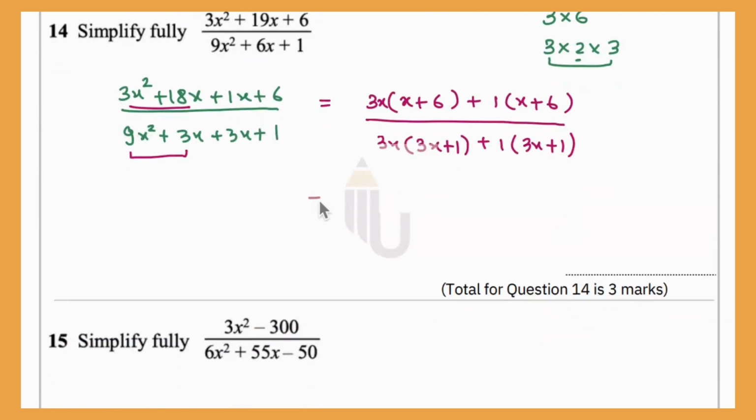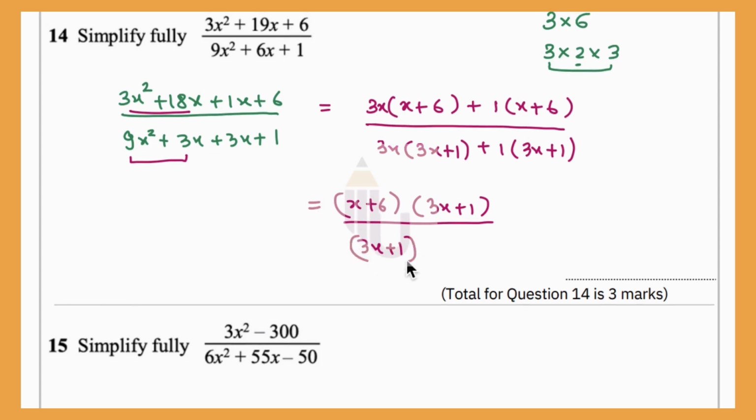Now, x plus 6 will be common in the numerator. 3x plus 1 will be the leftover term. And in the denominator, we have 3x plus 1. 3x plus 1 will get cancelled, and we are left with x plus 6 over 3x plus 1. That will be the final answer.